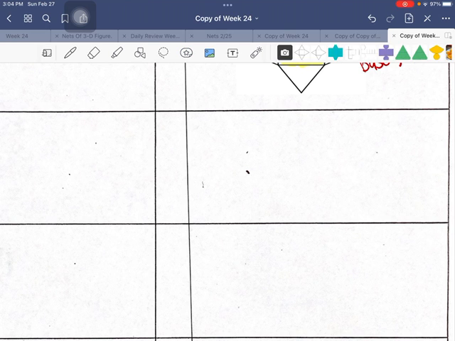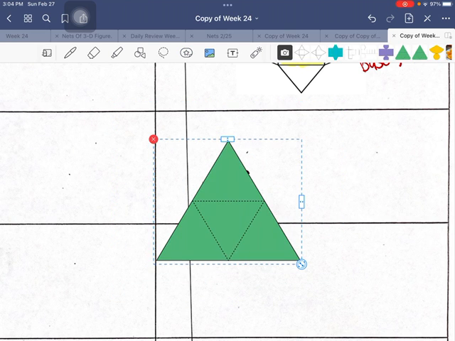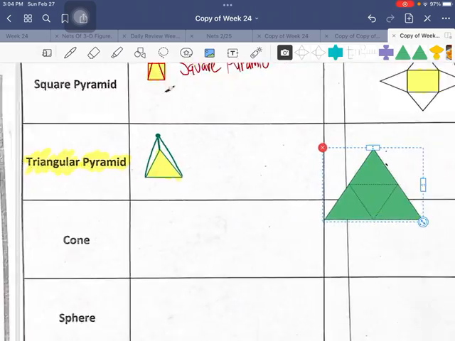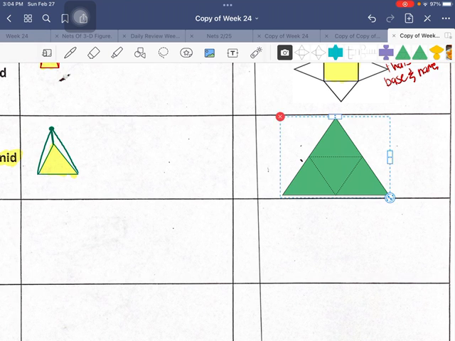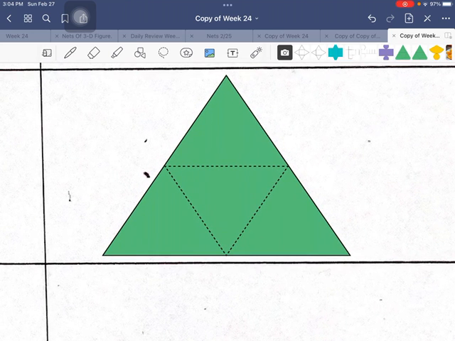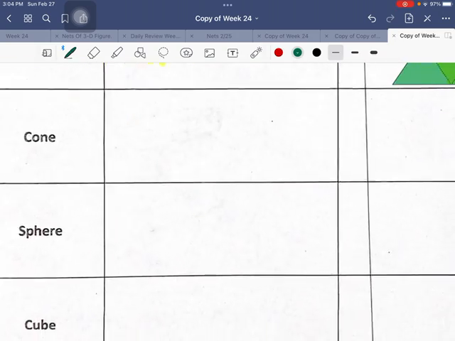The net looks a little bit like this. If you were to open up that shape right here, it will look right like this. Triangle in the very, very middle, and that's the base. And that's where they all go back to. That's what the name is called for this figure.